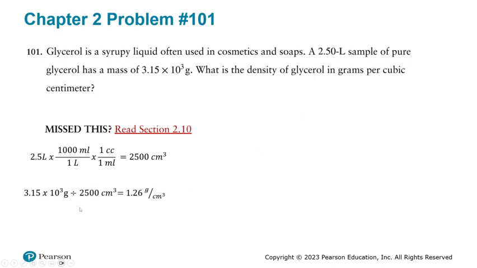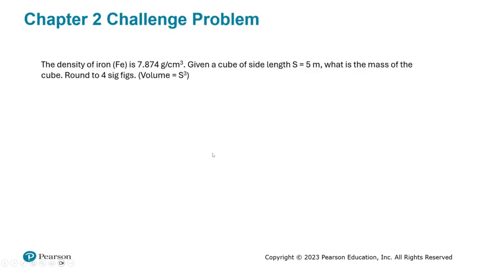So we want to take the amount of grams we have, divide by the amount of centimeters cubed we have, or cubic centimeters that we have, and we would get 1.26 grams per centimeter cubed. This is rounded to the proper sig figs. I should have kept my 0 in the 2.50 liters. That was my mistake. All right.